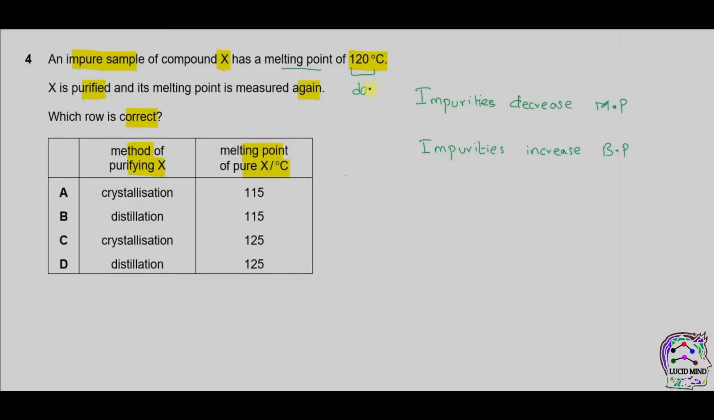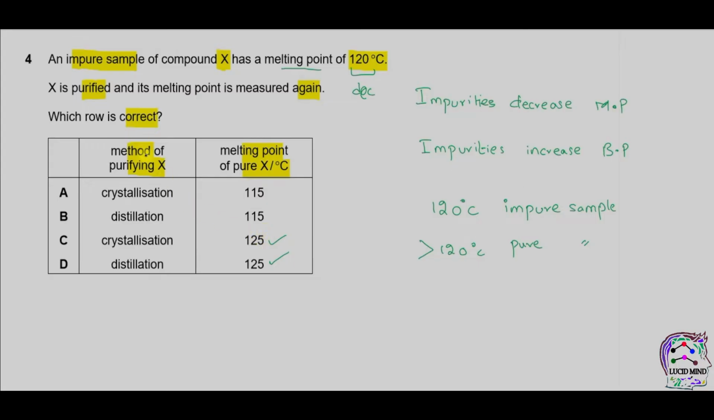So for the pure sample, the value must be greater than 120 degrees centigrade. So we can say that 120 degrees centigrade is for the impure sample. So for the pure sample, it must be greater than 120 degrees centigrade. So it can be 125, it is not 115.